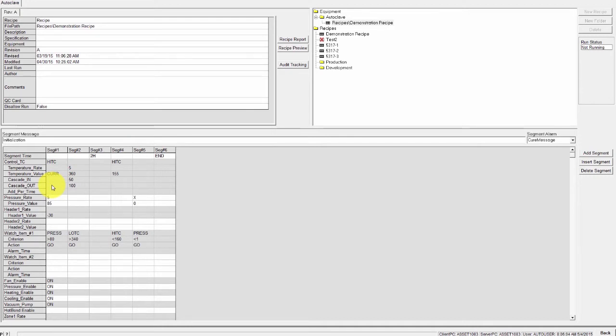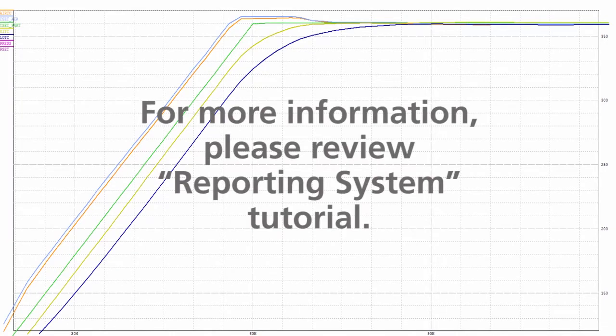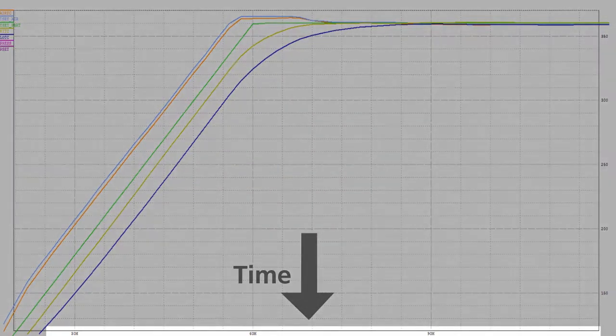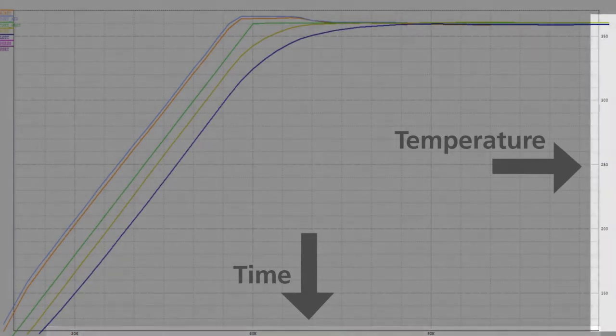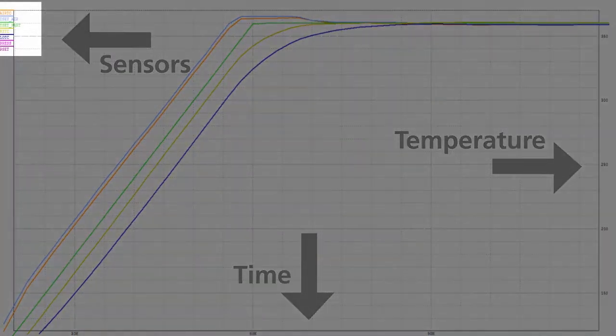To help illustrate the Cascade feature within CPC and how it affects a cure cycle, I'll use a trend view screen from the reporting system of CPC. For additional information on the reporting system of CPC, see our CPC tutorial titled Reporting System. As you can see, this typical ramp is showing time on the bottom and temperature on the right. In the upper left, we see the legend for sensors we're viewing.